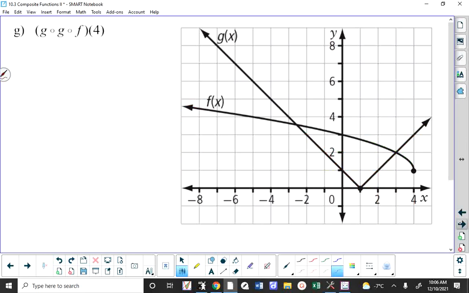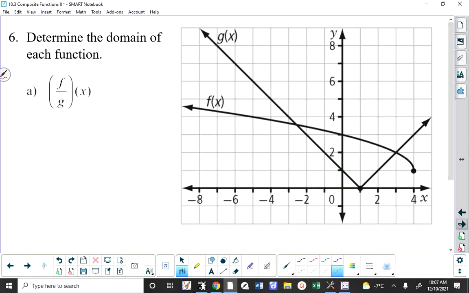I think you get the point, but let's just try one more. g of f of 4. How many of you have it just within a few seconds? Is it 1? I think it's 1. So 4 goes into f. What's going to come out is 1. 1 goes into g. What comes out is 0. 0 goes into g. What comes out is 1. So hopefully you're becoming masters at this.